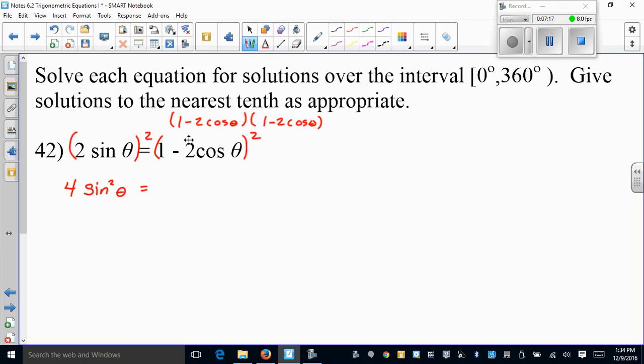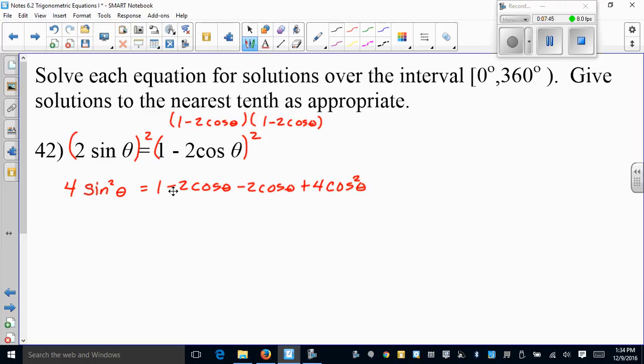So when we factor this out, 1 times 1 is 1. 1 times this gives us negative 2 cosine of theta. This times the 1 gives me another negative 2 cosine of theta. And negative times negative is positive. 2 times 2 is 4 cosine squared of theta.